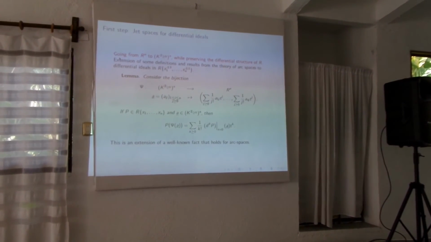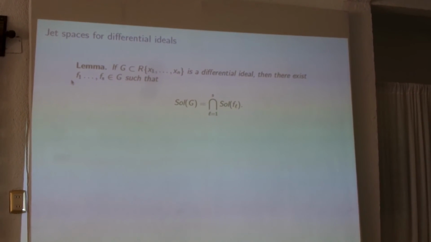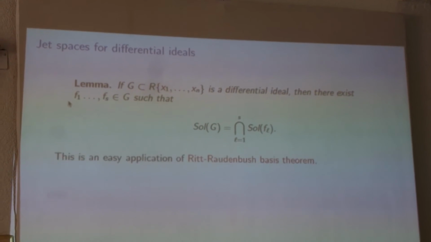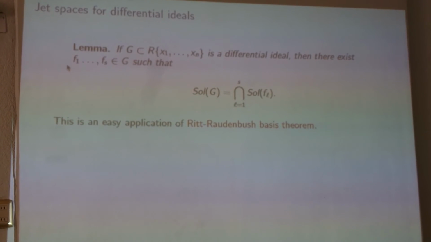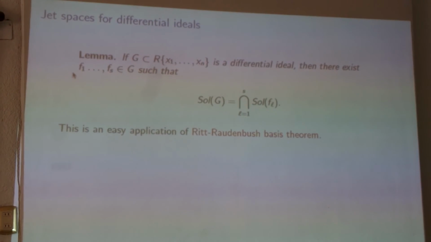An extension of a well-known fact: we can always find a finite subset of this differential ideal such that the whole set of solutions of G is just the finite intersection of the sets of solutions of this finite subset. And this is an easy application of a technical result known as the Ritt-Raudenbush basis theorem.